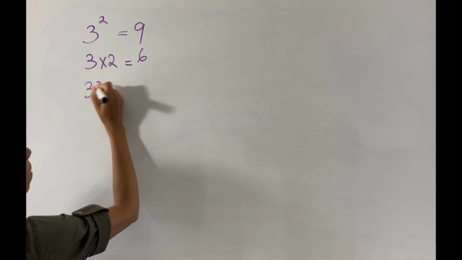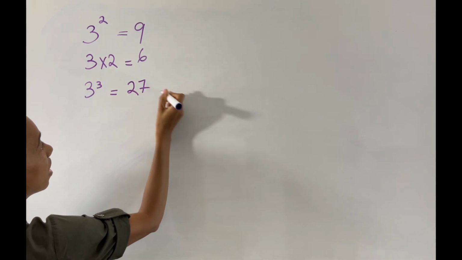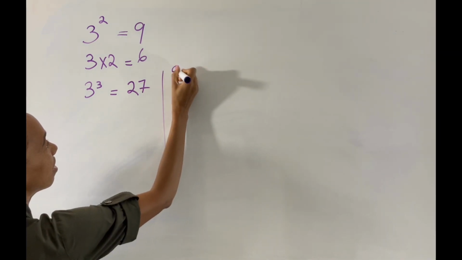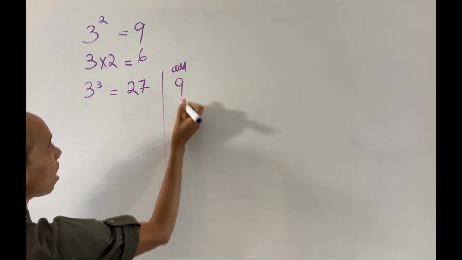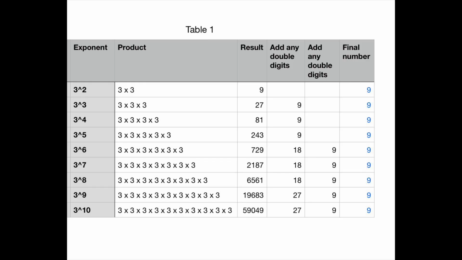3 to the third power is 27. If you add this, you're still going to get the number 9. If you continue and then do 3 to the fourth power, which is the 27 here times 3, you are going to get 81. When you add this, it's going to give you the number 9. So you notice that when you're doing the exponent there.